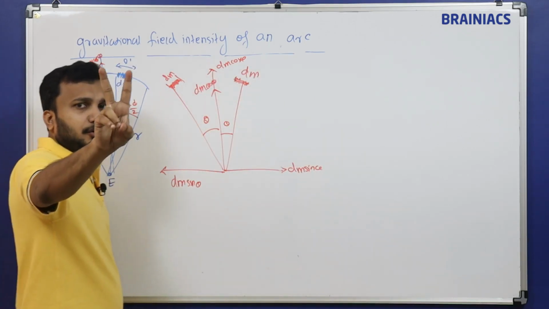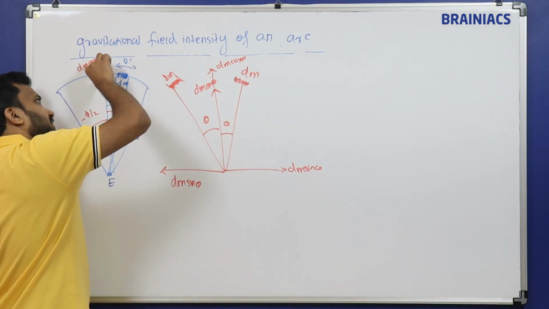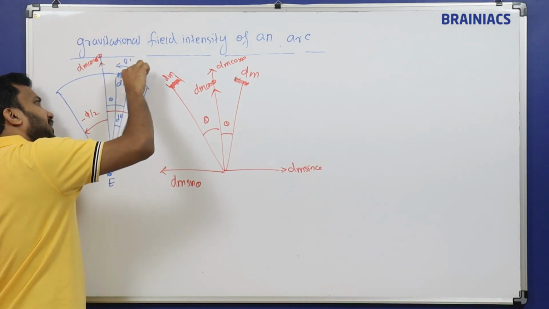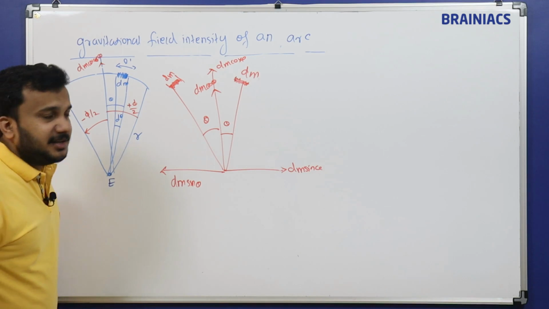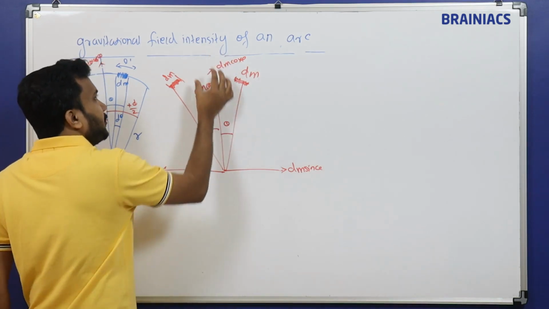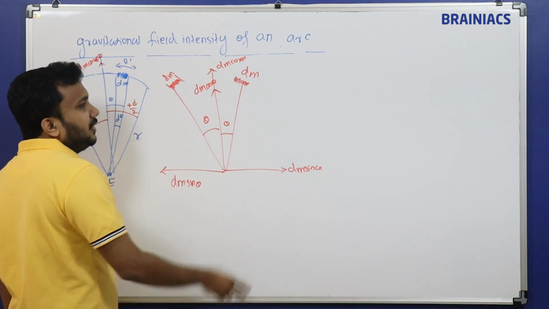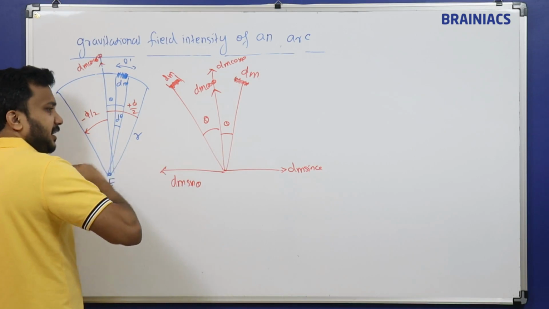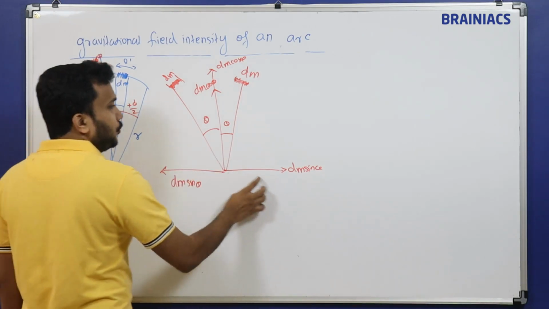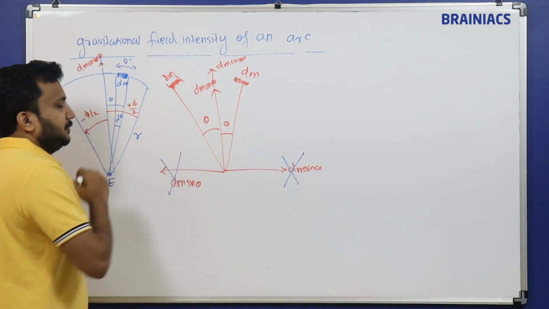That is not only 2 dm. There are many dms from the center to here. Every dm will give rise to dm cos theta in this direction, and it will also give rise to dm sin theta. These two are equal and opposite, so this will get cancelled out.